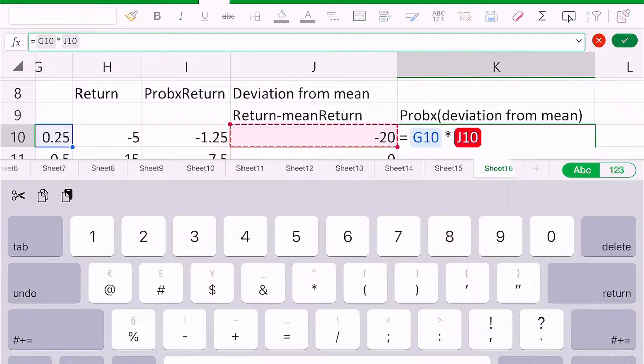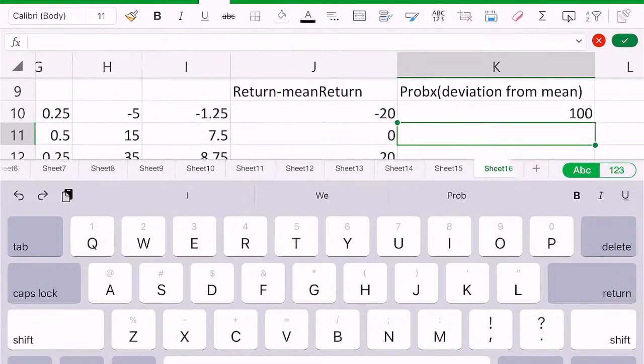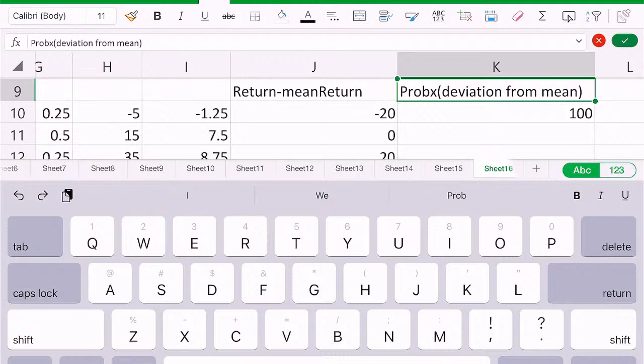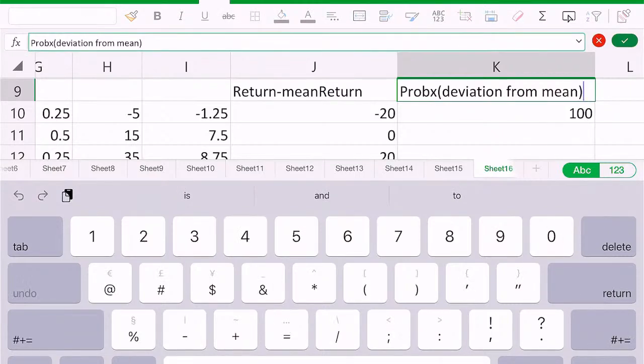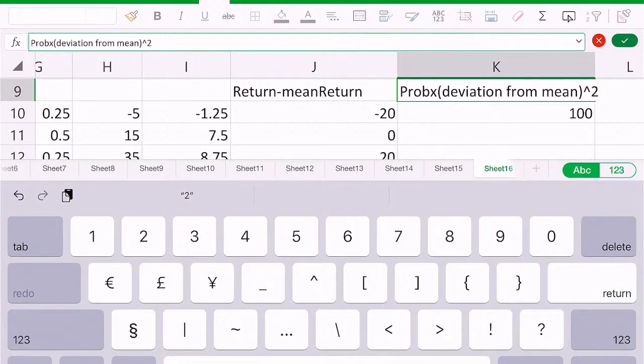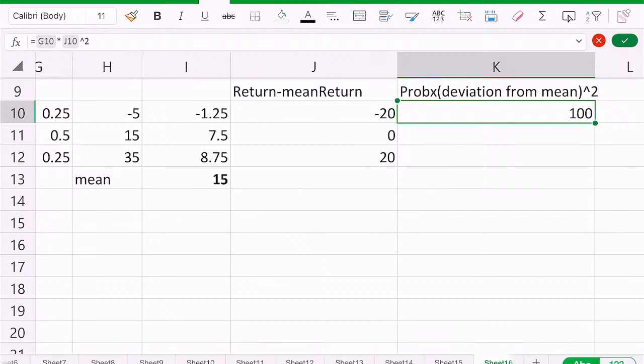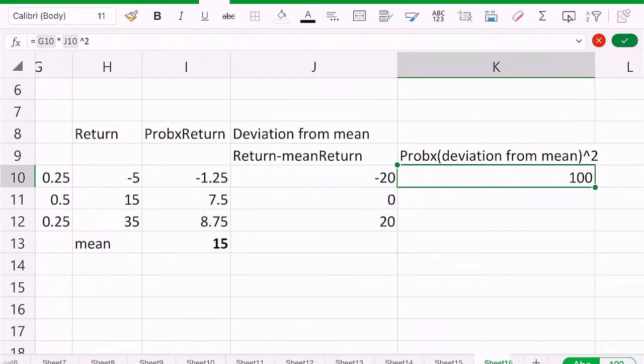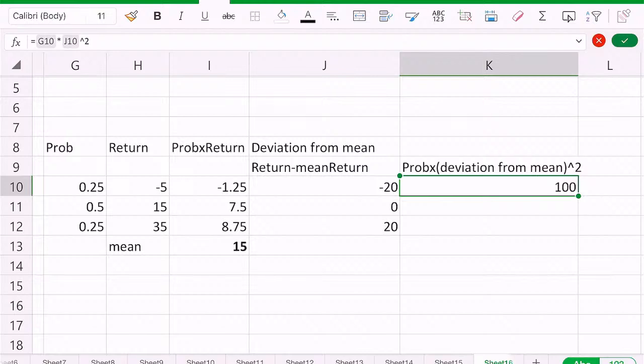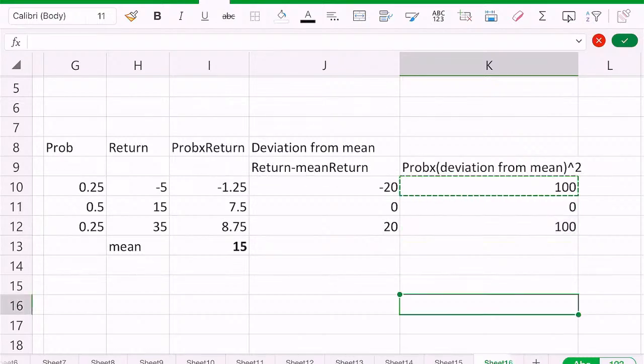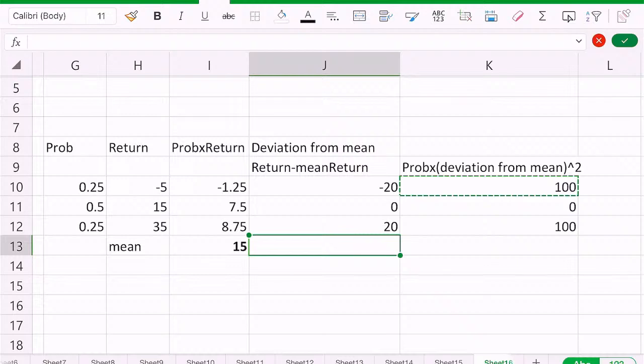Oh, and I forgot something. I have to square that, don't I? That's what I have to do. I have to square this. So this should be familiar to you. I should be able to take the probability times the deviation from the mean squared, and then copy that, and that's that, and then sum to get the variance.